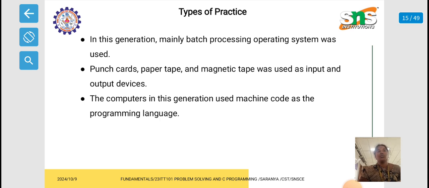magnetic tapes were used as input and output devices. The computers in this generation used machine code as the programming language.